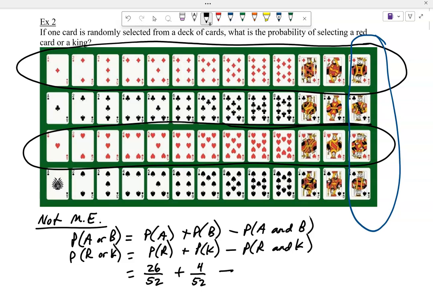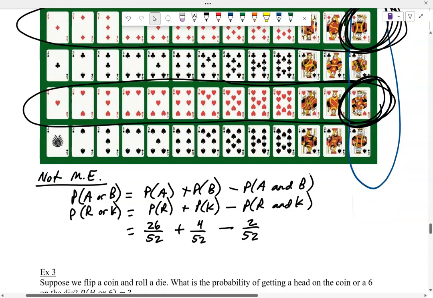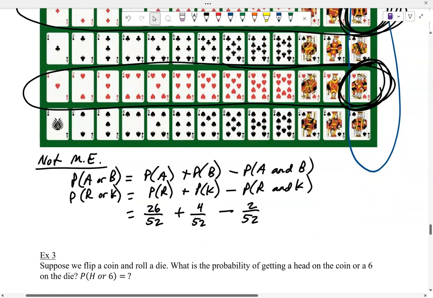So how many are red and king? That one right there is red and king, and that one, right? There's 2 cards out of the 52 that I've double counted. What's the probability of pulling a card that's a red and it's a king? 2 out of 52. So that's why we subtract that with the not mutually exclusive, is we don't want to double count our winners. So we have 26 plus 4, I got 30 minus 2, I got 28 out of 52.